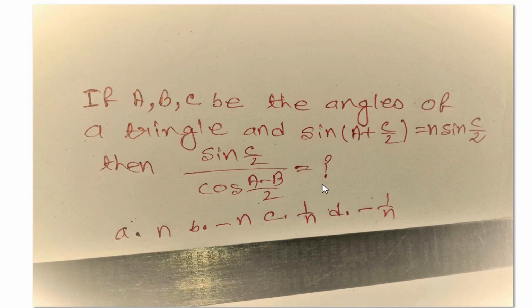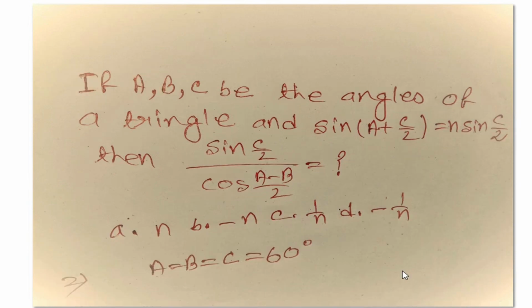Now I will go through the third example, and I will show you how to calculate this in 6 or 7 seconds. And this is our same example. If A, B, C be the angles of a triangle, and sin((A+C)/2) equals n sin(C/2), then what is the value of sin(C/2) over cos((A−B)/2)? So these are our four options.